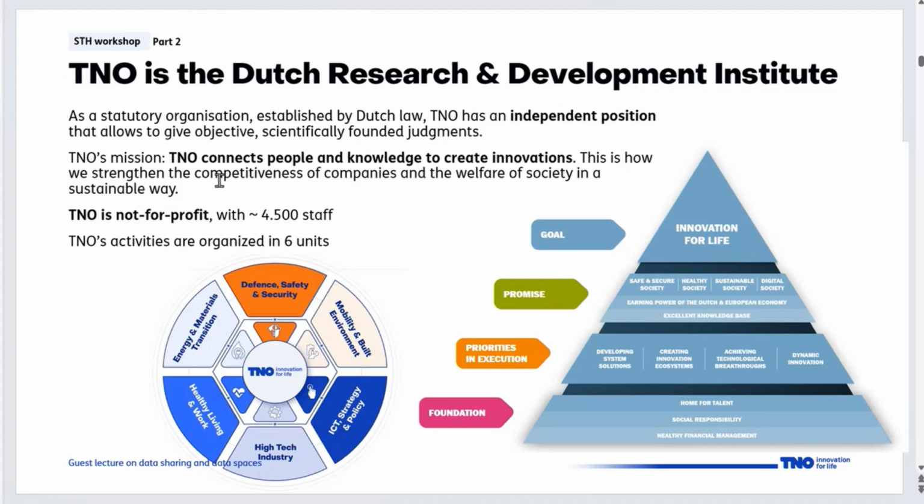Okay, so we are a not-for-profit organization with around 4,500 staff. And we are divided in a lot of units. So that might be a large number of people, but we have a lot of different themes and topics that we work on. And Linda and I are from the unit on innovation in ICT. So the unit ISP.